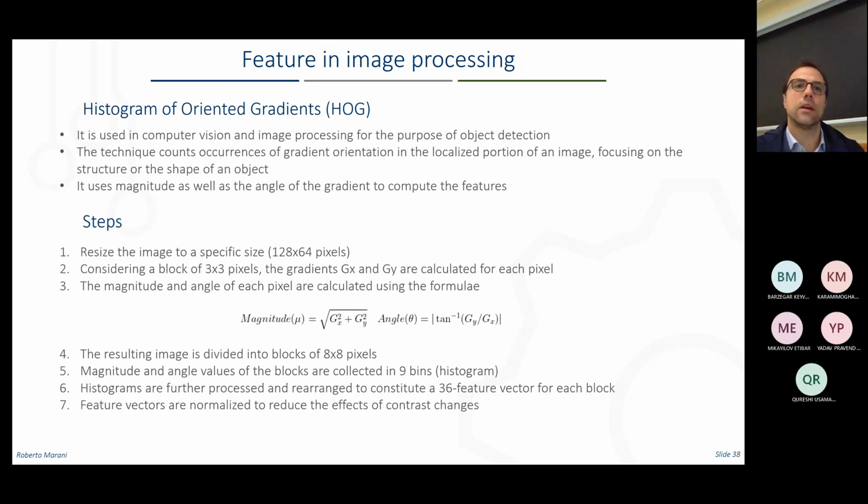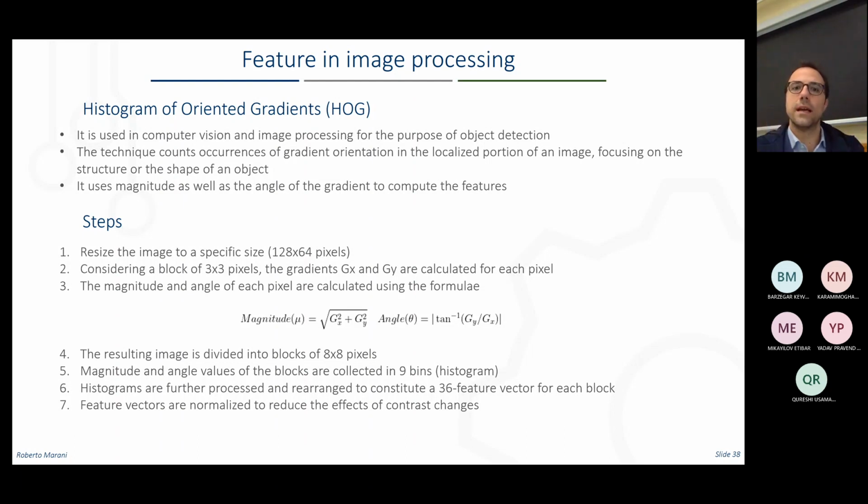Other features, for example, the histogram of oriented gradients. This is very often used in computer vision. So you create a model of what you want to find in your image, and then you compare it with these features, with this histogram of oriented gradients.